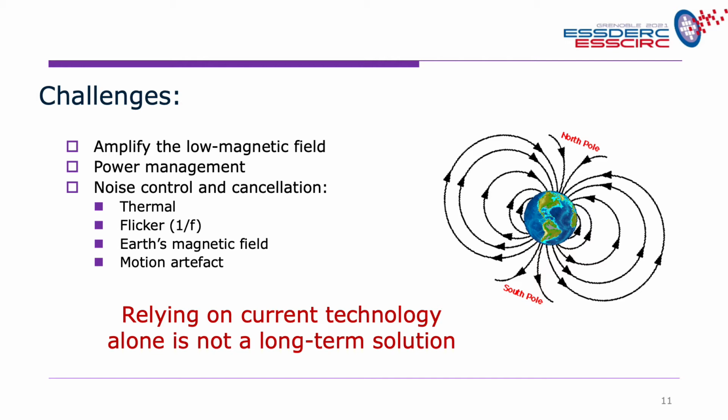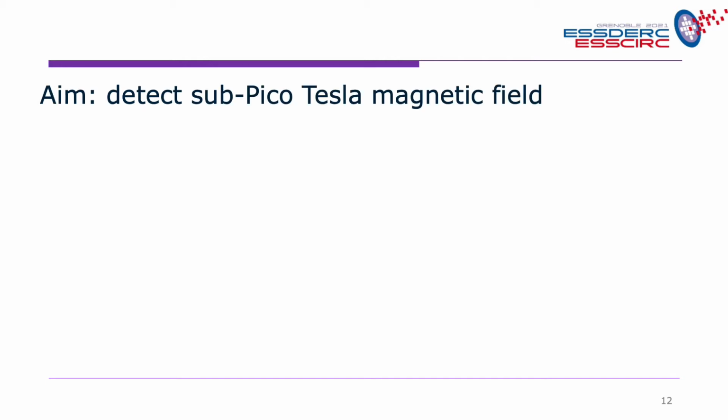However, relying on current technology alone is not a long-term solution. The reason is most of the developed sensors only work on the sensor part, for example for amplification and higher signal to noise ratio, and other CMOS-based sensors do not pay attention to the device side. So that's why we need a balance between both the circuit and the sensor device.